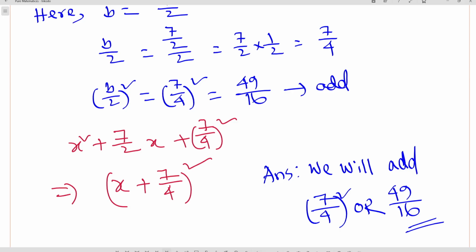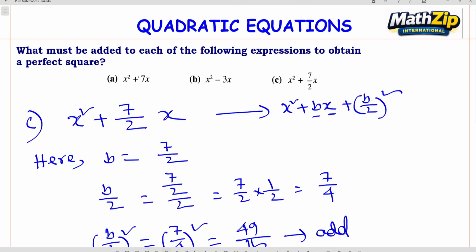This is our answer. So finally we have completed number A, B and C.